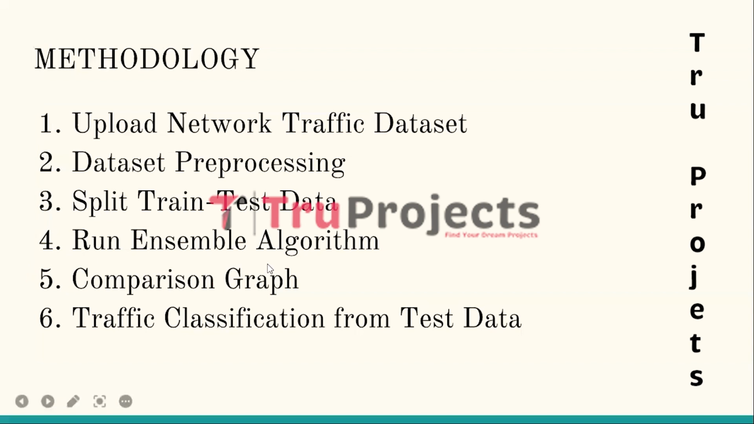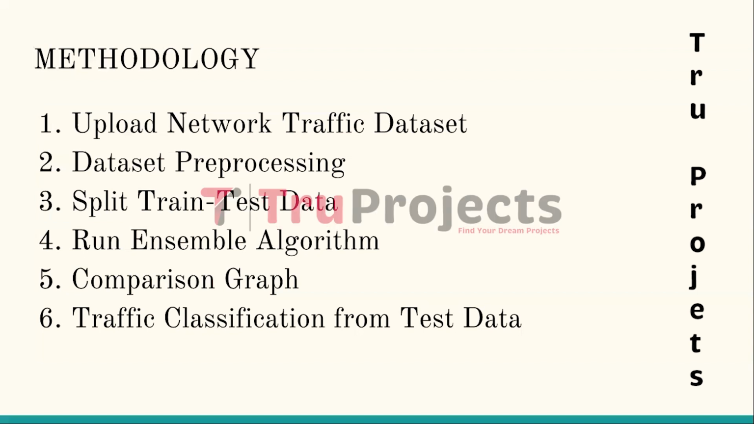And the fourth module is Run Ensemble Algorithm. This module applies a group of ensemble algorithms such as support vector machine, random forest, and decision tree to the training data. Each algorithm within the ensemble is trained using the pre-processed training data. After training, the ensemble model combines the predictions from each individual classifier within the ensemble to make the final decision. The ensemble model is then applied to the testing data to calculate the classification accuracy, which measures how well the model can classify the network traffic into different types based on the learned patterns.